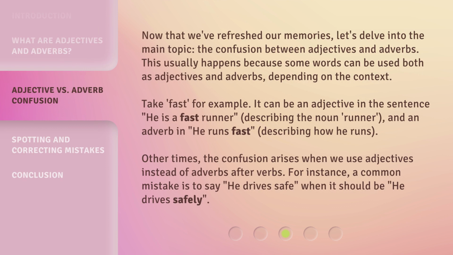Now that we've refreshed our memories, let's delve into the main topic: the confusion between adjectives and adverbs. This usually happens because some words can be used both as adjectives and adverbs, depending on the context. Take fast, for example. It can be an adjective in the sentence, he is a fast runner, describing the noun, runner, and an adverb in, he runs fast, describing how he runs.